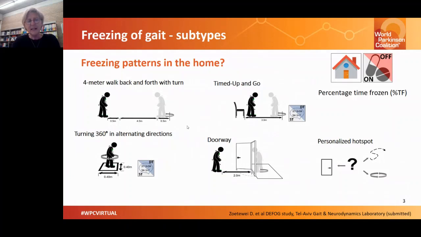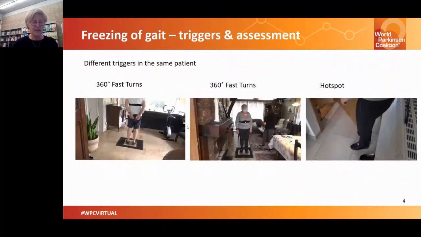This is a study which is the DFOG study, which we do together with our colleagues in Tel Aviv, whereby we're looking at freezing patterns in the home, in on and off, during 5 triggers, as you can see them displayed here. And we calculate the percentage time frozen. Now I'm going to zoom into 2 of those triggers.